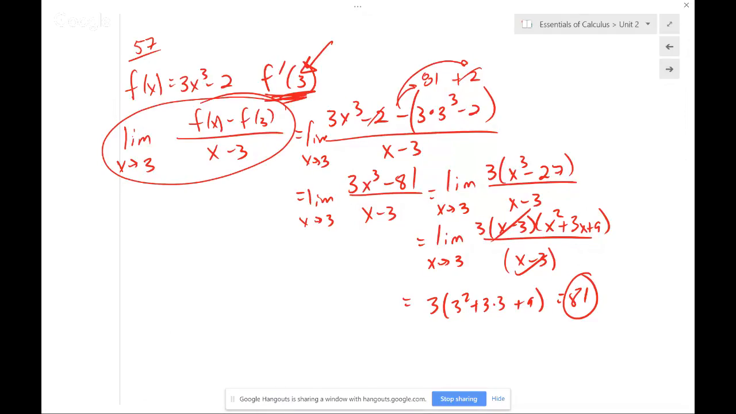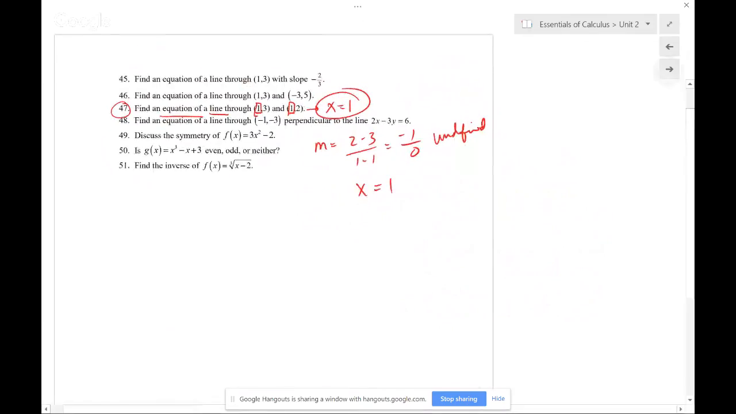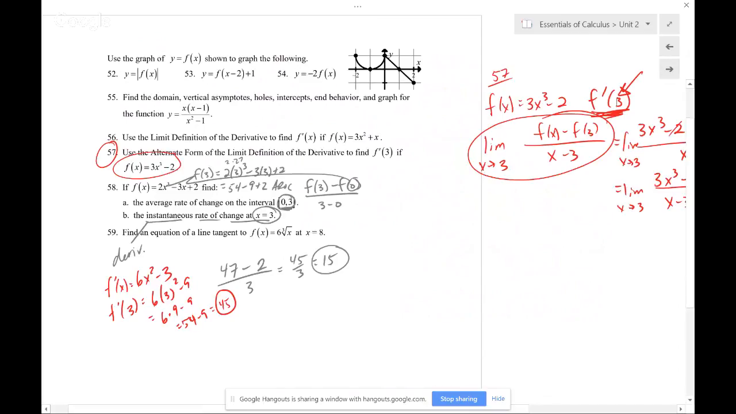Okay, let's see what else we got. Got a bunch of people coming in now. Let's see, that was 47. Oh, I said 57. Let's see, we got 57, the one I just did. Okay, so I did 47. I did 57.